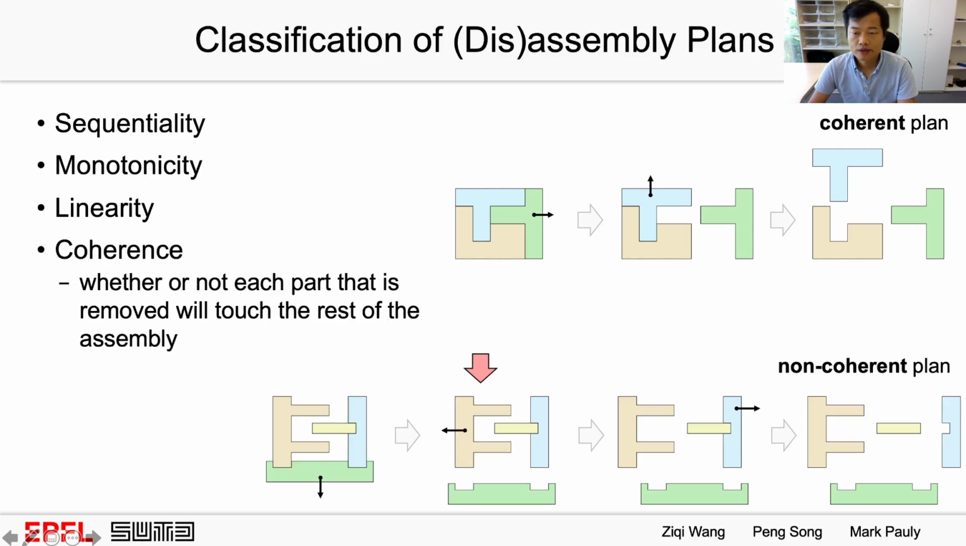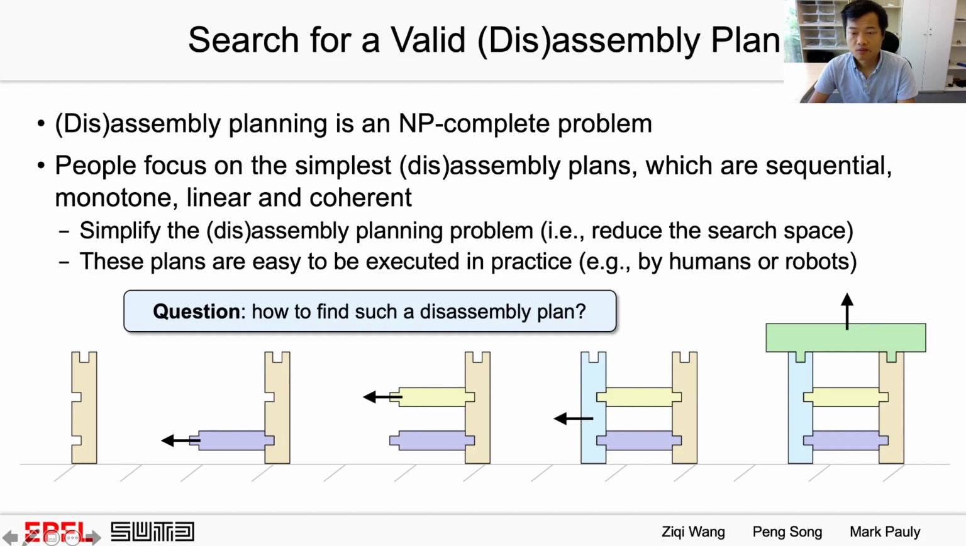A coherent plan means that each part that is removed will touch the rest of the assembly. See this top example. The bottom example shows a non-coherent plan. This is because when we remove the orange part, it does not touch any part in the rest of the assembly. Disassembly planning is an NP-complete problem. To simplify the problem, people focus on the simplest disassembly plans, which are sequential, monotone, and coherent.